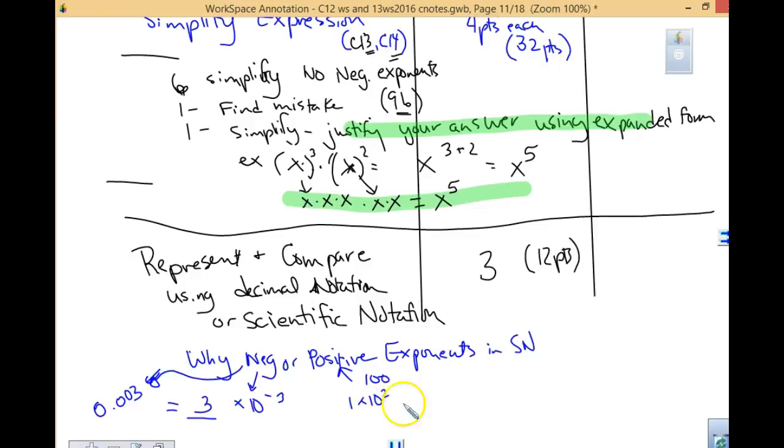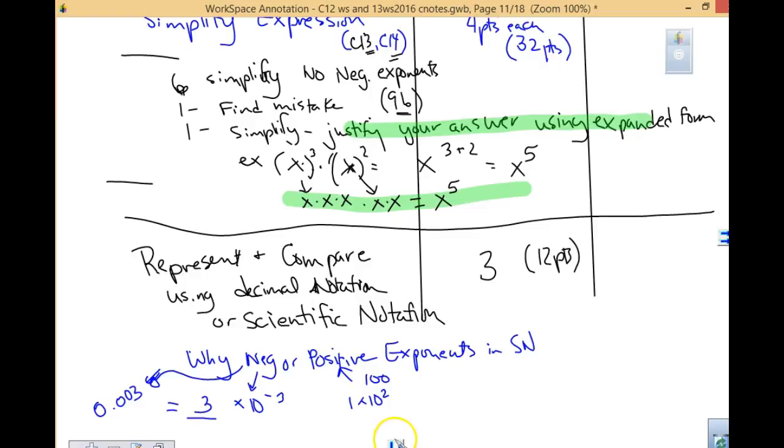Why did you use a positive exponent? So you've got to be able to justify it. You've got to be able to explain the why. Oh, we use positive exponents when we're working with large numbers. We use negative exponents when we're working with decimals or fractions with smaller numbers, right? So that's the reason why you're doing that, okay?